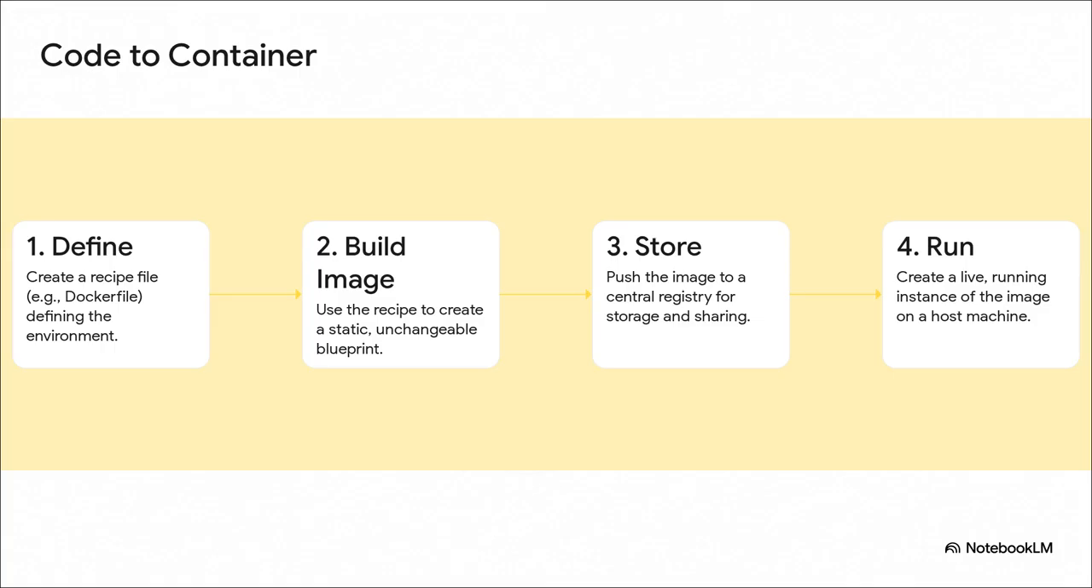Third, they push that blueprint, that image, up to a central library called a registry, so anyone on the team can grab it. And finally, step 4. You run the container, which is a live, running instance created from that static image. And you can spin up thousands of identical containers from that one single image.